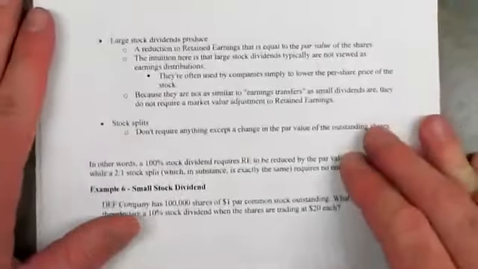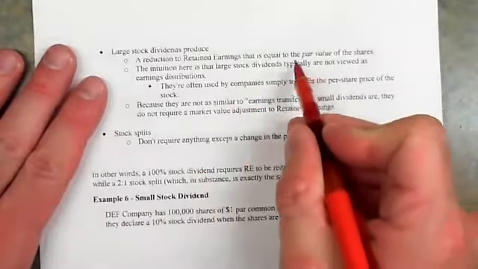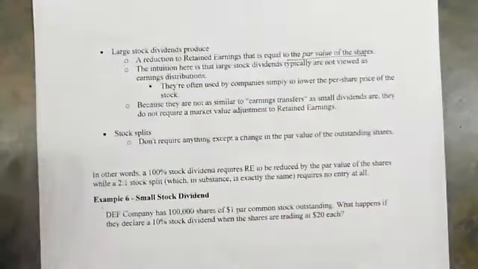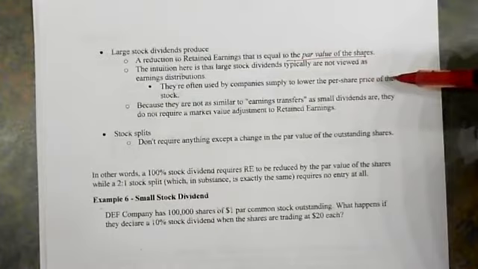Large stock dividends, on the other hand, are reducing retained earnings equal to the par value of the shares. They're typically not viewed the same way. Once shareholders get an extra 50% on the shares they already have, they're not thinking about cashing that in. More likely, they're thinking about expanding their ownership of the company. Right? A lot of times, they could be used to just lower the per share price of the stock.